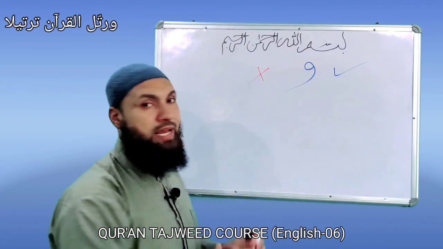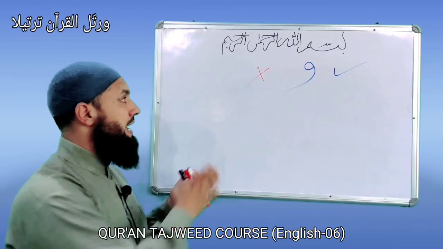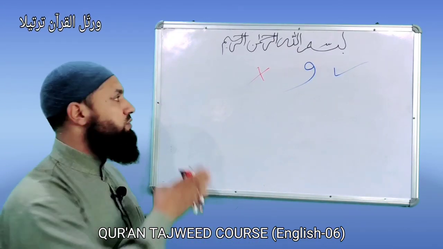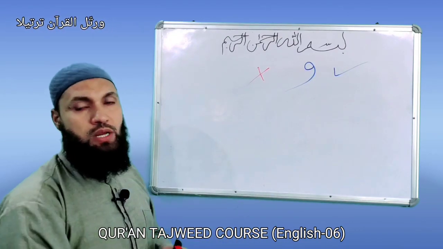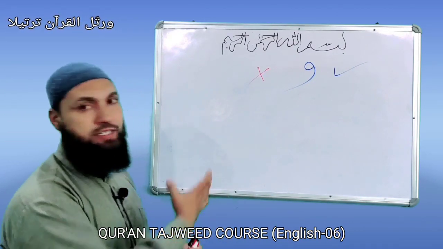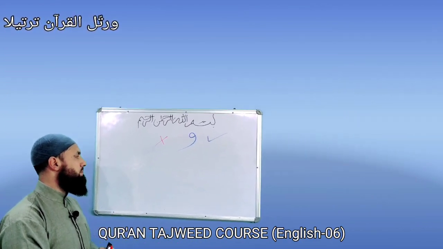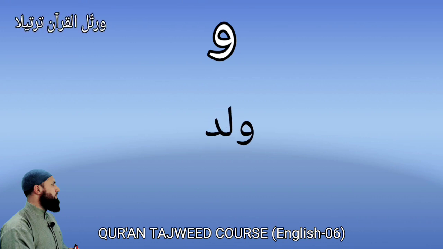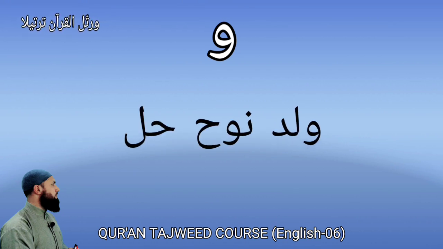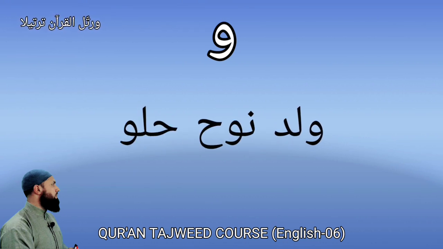So let's look at some examples where waw is used and see how it is joined with the letters on its right side and how it cannot be joined with the letters on its left side. Let's see some examples here. Waw, as in walada, Nuhun, hulwun. Here in the first word, waw is used at the initial position and it is not joined with the letter on its left side, that is lam.